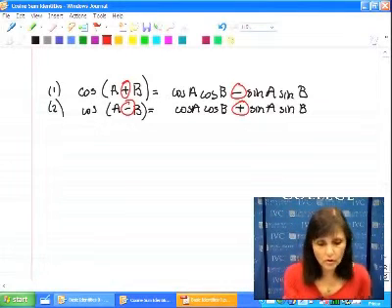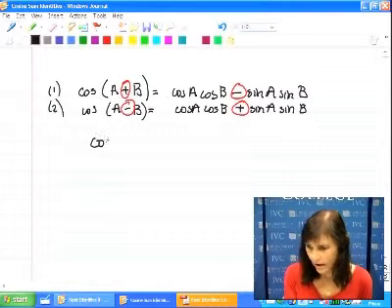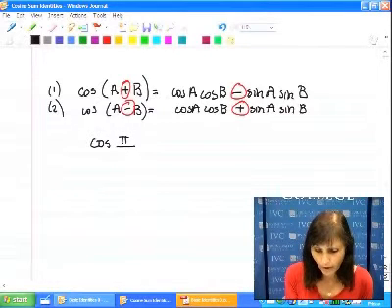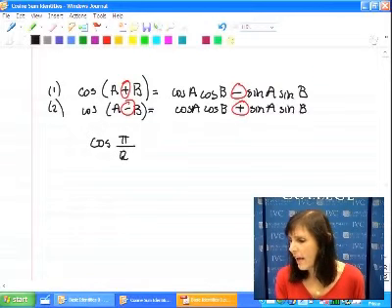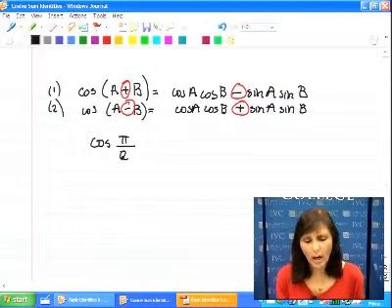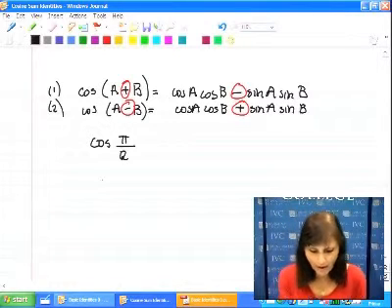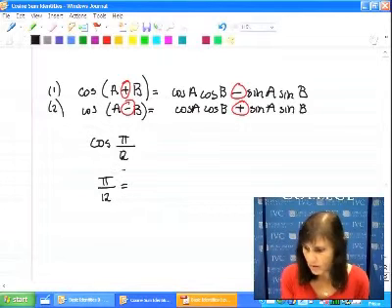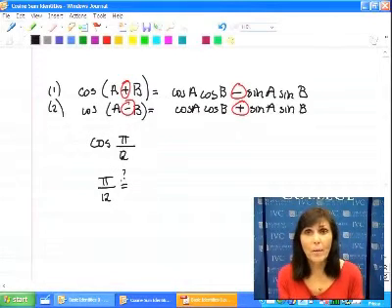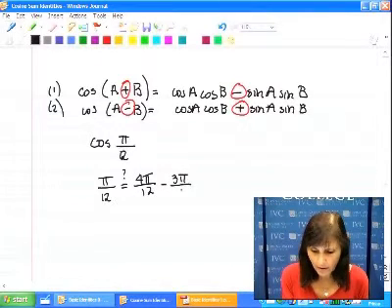Where can you use those kind of identities? Let's say I have cosine of pi over 12. This is not one of my famous ones. I actually go, all right, well, I know pi over 3, pi over 4. You just have to kind of play with that. Pi over 12 is what? For example, 4 pi minus 3 pi. So let's try that. 4 pi minus 3 pi.